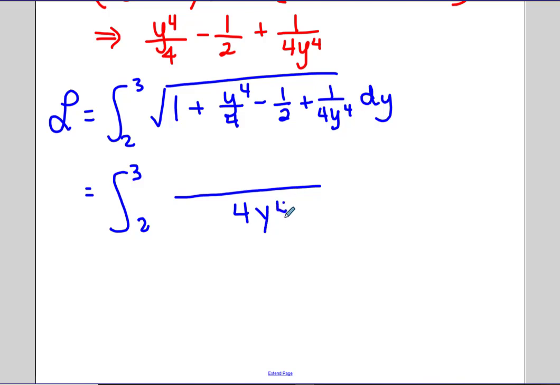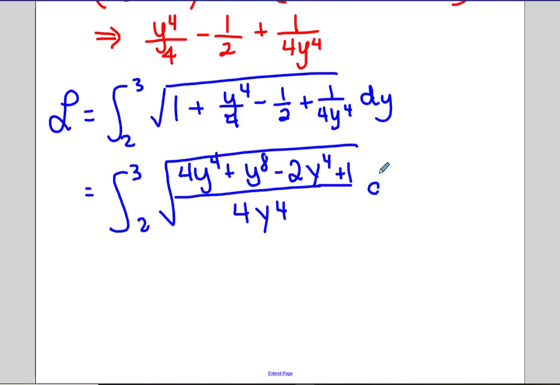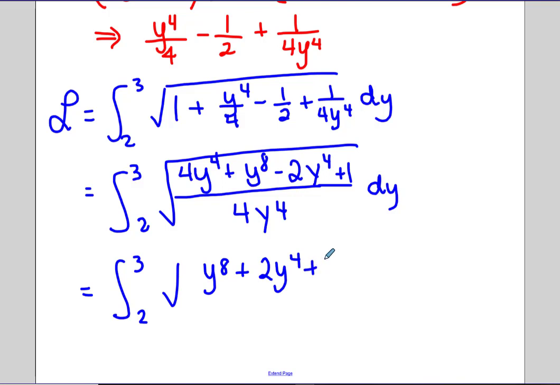4y to the 4th, and we'll get 4y to the 4th plus y to the 8th minus 2y to the 4th plus 1 under the radical with respect to y. And cleaning that up a little bit, we've got y to the 8th plus 2y to the 4th plus 1 divided by 4y to the 4th with respect to y.